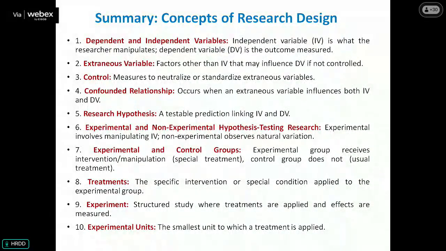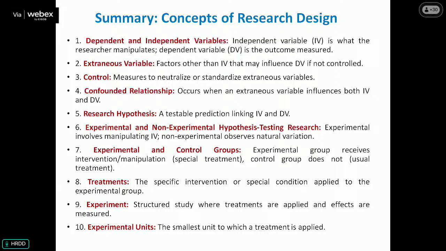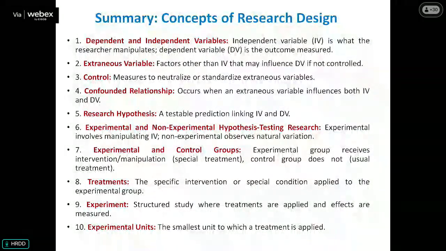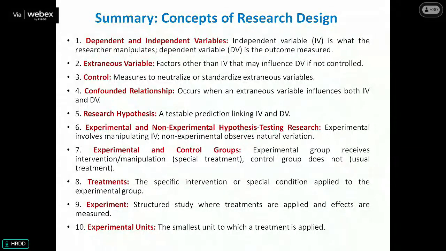Confounded relationships occur when an extraneous variable influences both the IV and the DV. Research hypothesis: a testable prediction linking the independent variable and the dependent variable. So here we get another definition of research hypothesis. It is something which you can test, a relationship between the independent variable and the dependent variable.